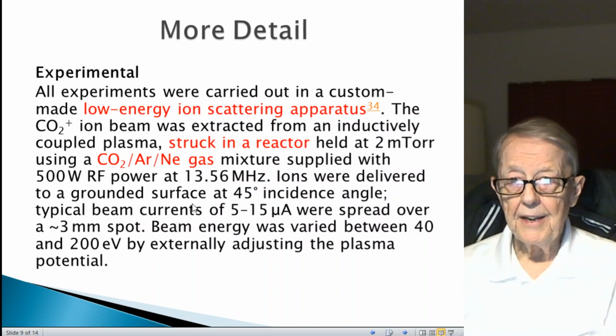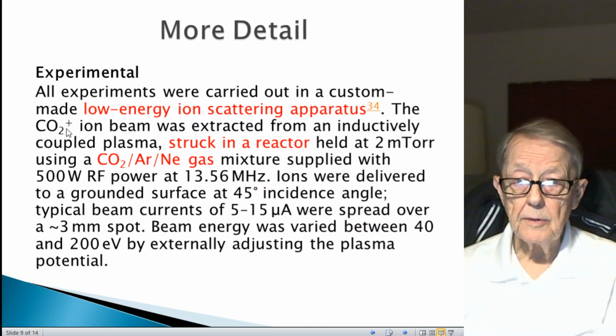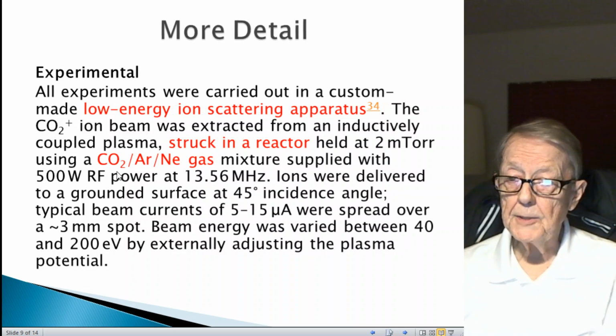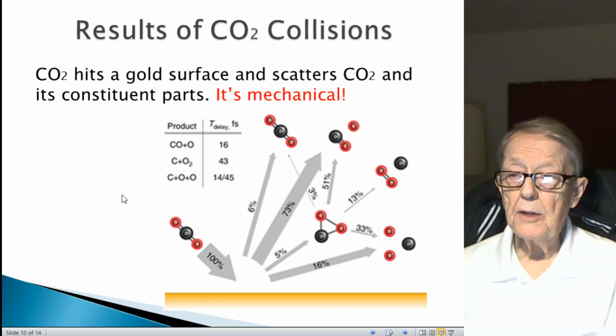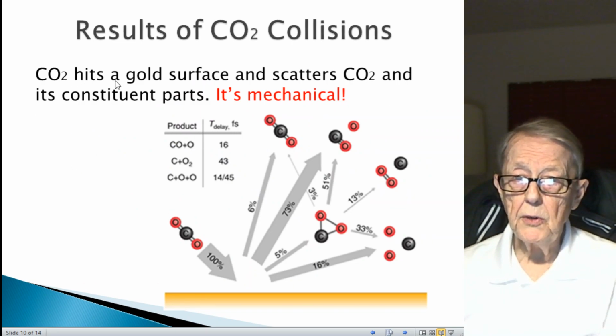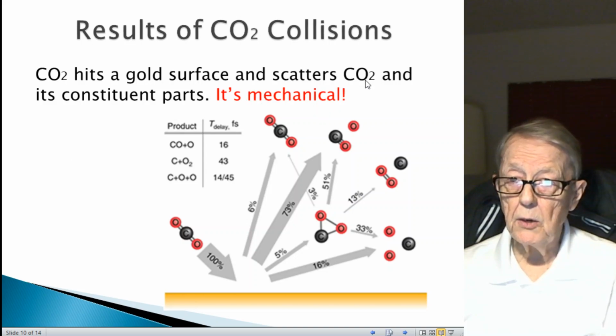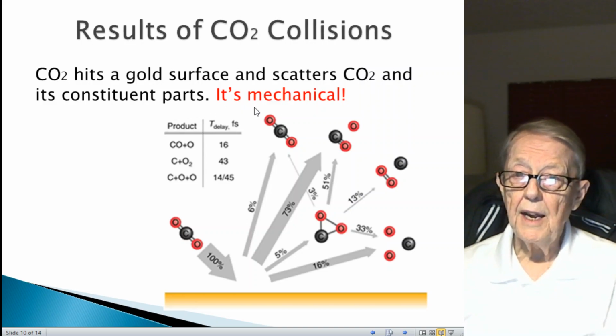Now, custom-made low-energy ion scattering apparatus, which apparently shoots out a beam of these carbon dioxide ions, much like an electron gun shoots out electrons. Well, here's the interesting chart. The CO2 hits a gold surface and scatters CO2. It scatters CO2 itself and its constituent parts, and it's mechanical. It's abiotic. It's physical mechanical.